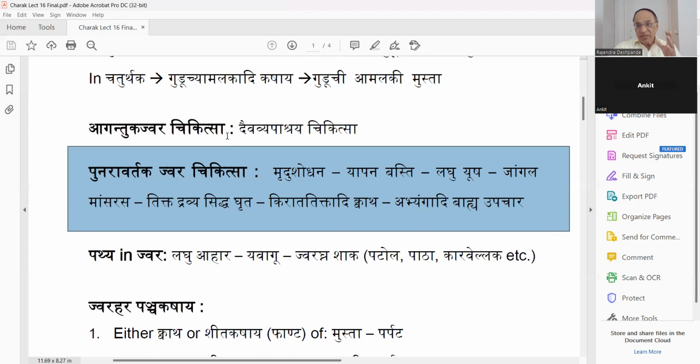But this is the case of fever, because in fever the body is already in an irritation condition. Deha manasa santapaha. So in this condition, don't give any strong panchakarma. Mrudu shodhana. Then you can give the nutritious immunity बढ़ाने वाली यापन बस्ती. It increases your immunity. लघु यूष, which is very easy to digest.